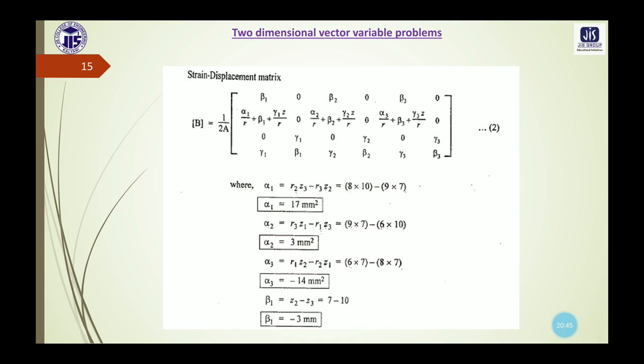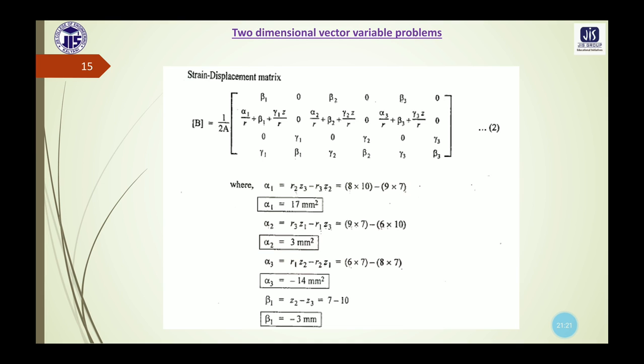So here first we need to calculate the value of alpha 1, that is R2Z3 minus R3Z2. This is the formula to calculate the value of alpha 1. Next, we need to put the values of R2, R3, Z2 and Z3 from the coordinates 2 and 3. So putting all the values, we can calculate the value of alpha 1. It is 17 millimeter square.